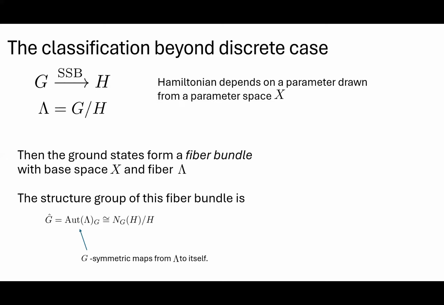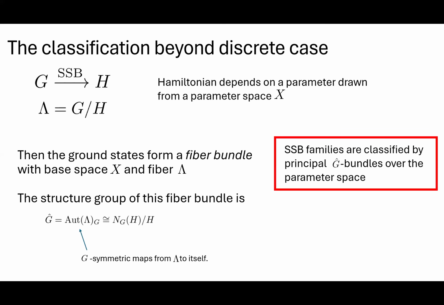So the situation basically is we have a fiber bundle, and its structure group is this G hat. It's kind of a general statement about fiber bundles that once you specify the fiber, the only thing left to specify is the transition functions, which is the same as the data of a principal G hat bundle. So our main result is that these spontaneous symmetry breaking families are classified by principal G hat bundles over the parameter space.